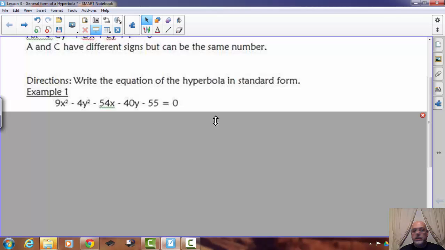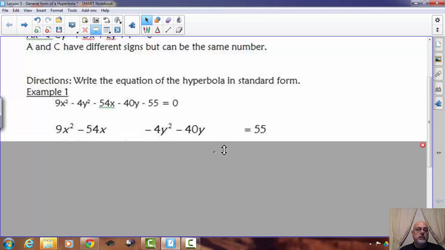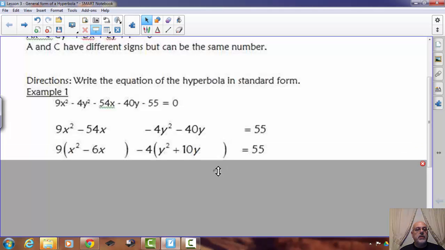So I'll write the equation of the hyperbola in standard form. The first thing we're going to do is group the terms like we've been doing, and move that constant to the other side. So put the x and the x squared terms together, the y and y squared terms together, and get rid of that 55. Move it to the other side. Then we're going to factor out just the coefficient of the x squared and then the y squared if there is one.